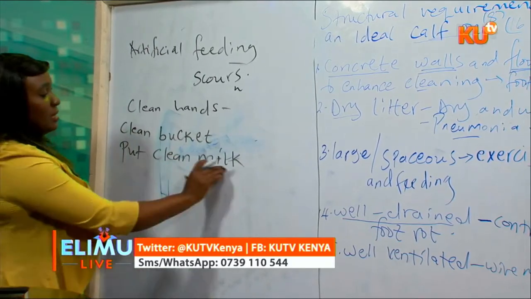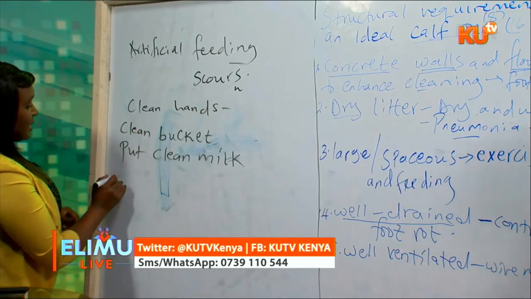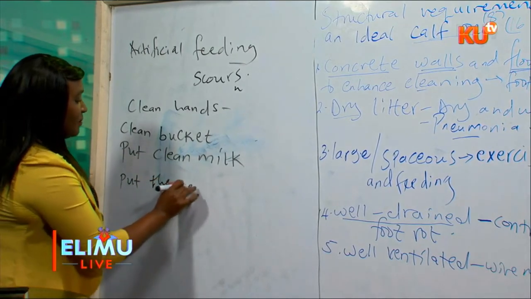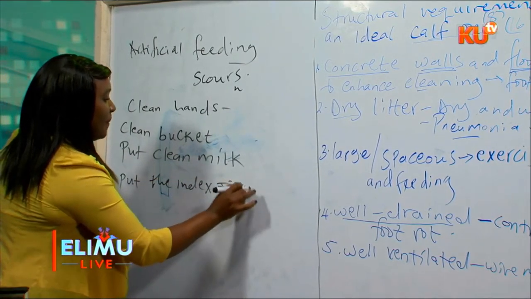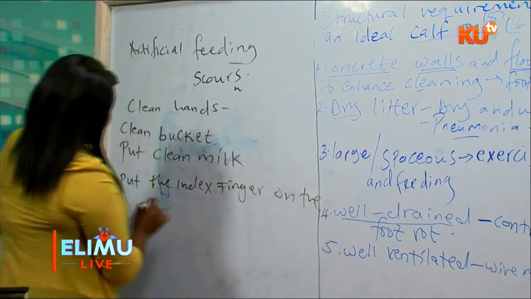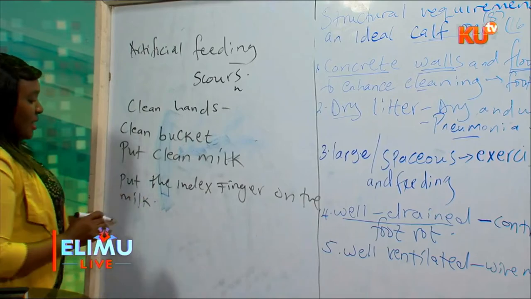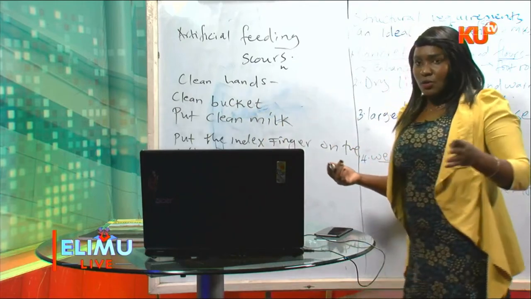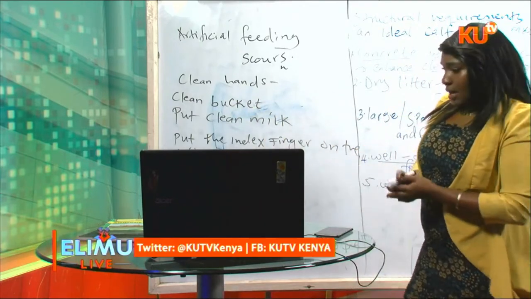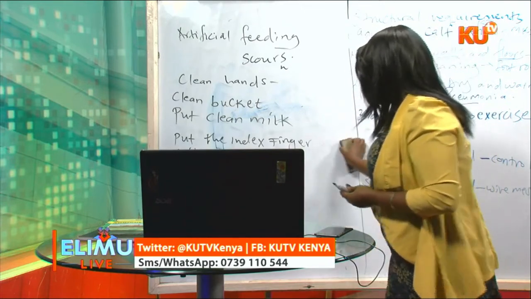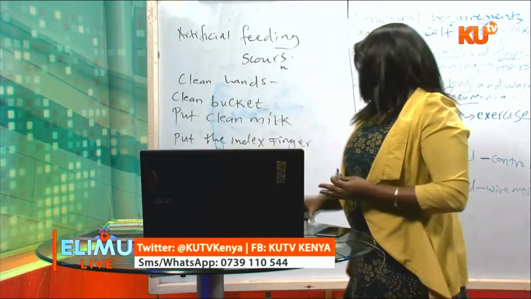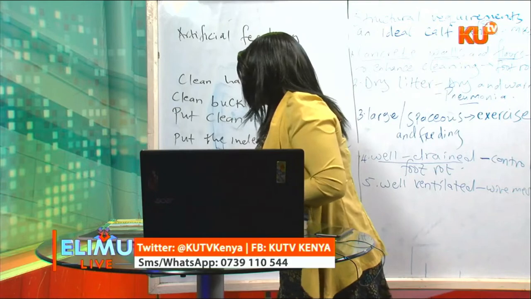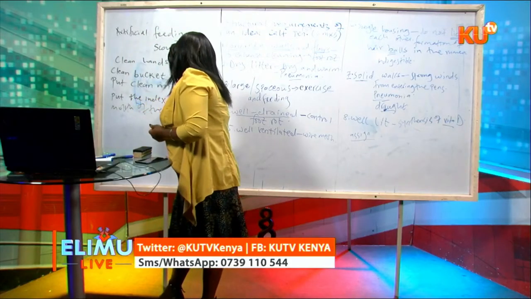And then after you put clean milk and the hands are clean, the next thing is you put the index finger, then you entice or bring the calf so that you can make it drink. Actually, you put the index finger on the mouth, not on the milk. You put the index finger on the mouth of the calf.